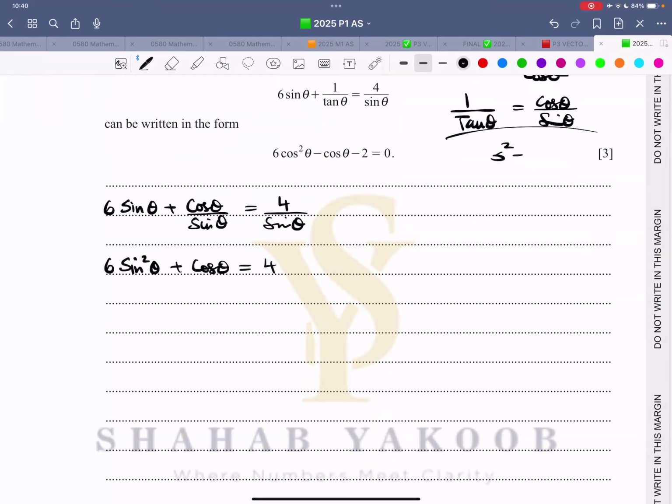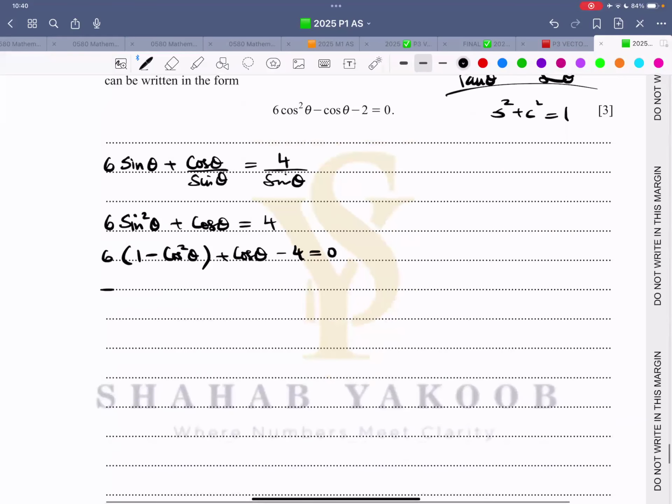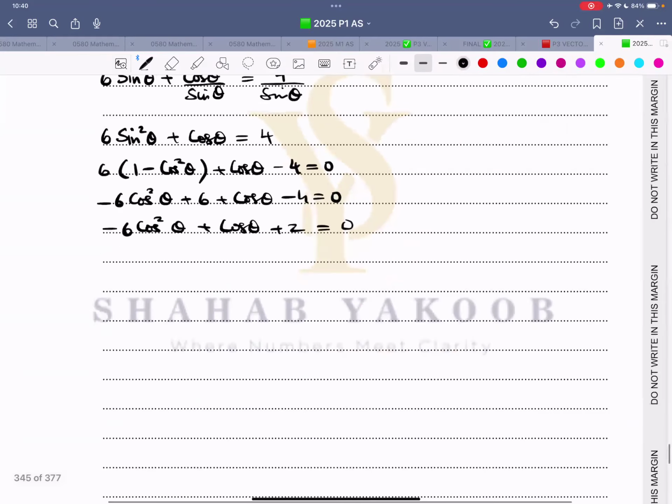Now use the identity sine square plus cos square equals 1. So therefore sine square is 1 minus cos square. 6 times 1 minus cos square theta plus cos theta minus 4 equals 0. Minus 6 cos square theta plus 6 plus cos theta minus 4 equals 0. Negative 6 cos square theta plus cos theta, 6 minus 4 is positive 2, equals 0. Get rid of the negative sign: 6 cos square theta minus cos theta minus 2 equals 0.